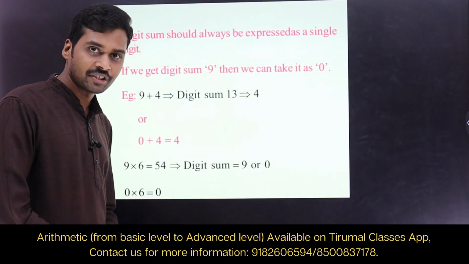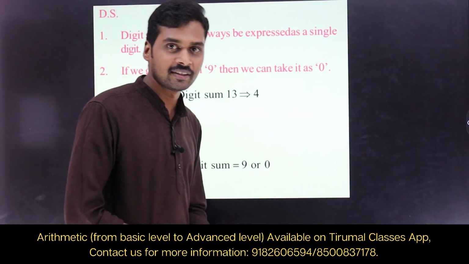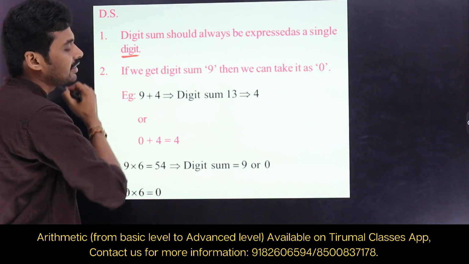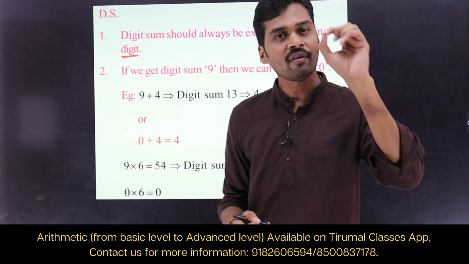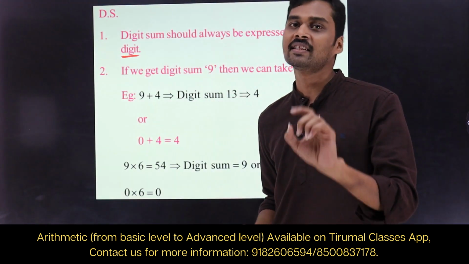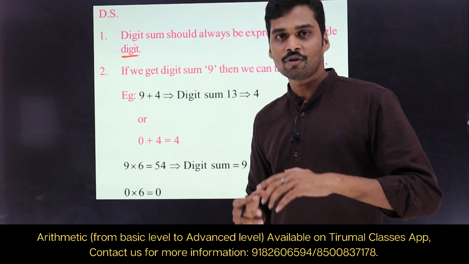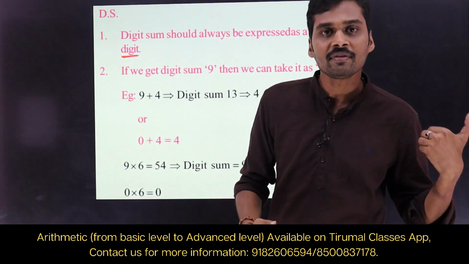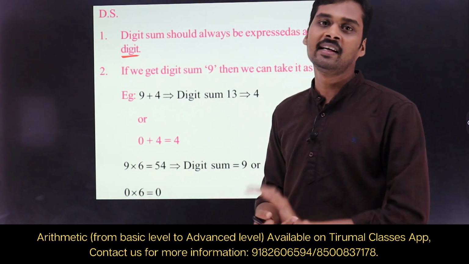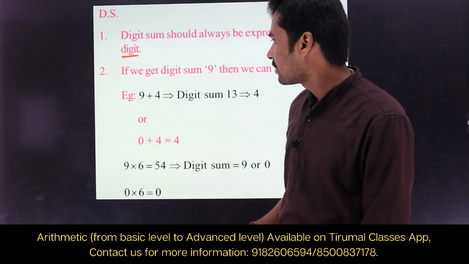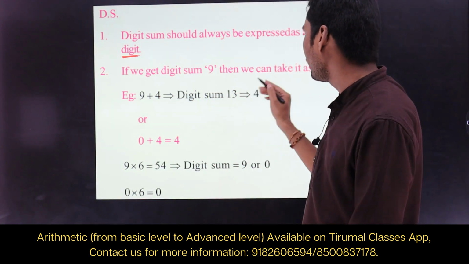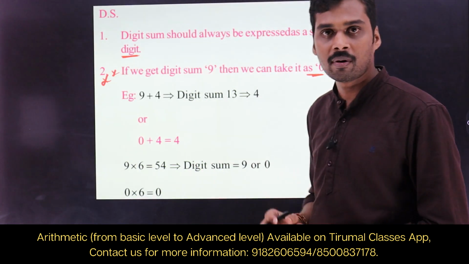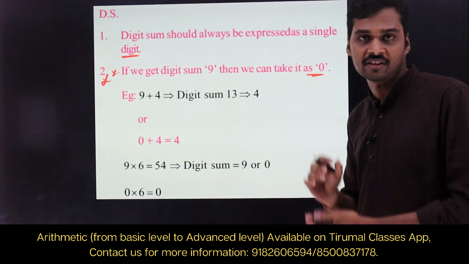So what are the properties of digit sum, the points we need to remember in the digit sum concept? The digit sum should always be expressed as a single digit. As I already mentioned, we always express the digit sum as a single digit only. That means you have to express the sum from 0 to 9. It should be only a single digit number, right? The next one is, if you get a digit sum of 9, then we can take it as 0. This is another important point we have to remember while doing problems on digit sum.